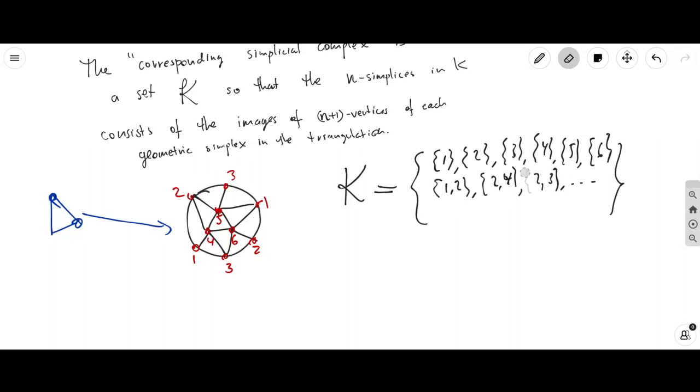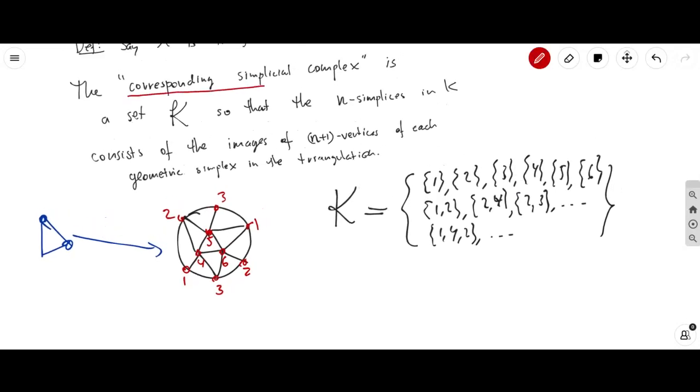I mean, that's what you do pictorially, but formally speaking, what you're doing is you're just looking at the vertices of these geometric simplices, and you're just finding their images in the triangulation. So there's just the points in the triangulation. And then you're going to look at 3 at a time. And when you get 3 at a time, you would get, for instance, 1, 4, and 2, and so on. So that would be your corresponding simplicial complex. Okay, that's the corresponding simplicial complex.